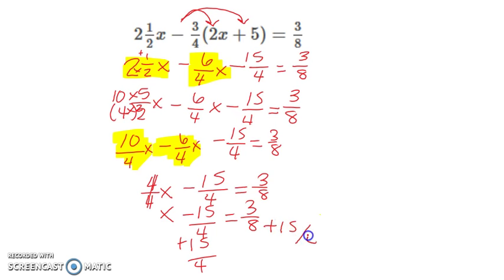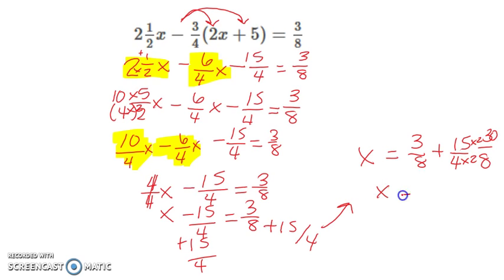Now we need to add 15/4 to both sides. I'm going to move up here. So we get x equals 3/8 plus 15/4. And again, they don't have like denominators, so I need to change the denominator. I'd be multiplying by 2 to change it. So I end up with x equals 33/8. And they wanted you to change this improper fraction, so you would end up with x equals 4 1/8, because 8 times 4 is 32 plus 1 is 33.